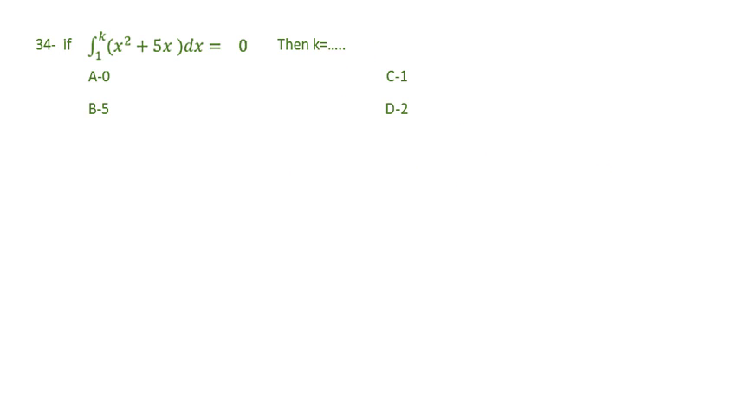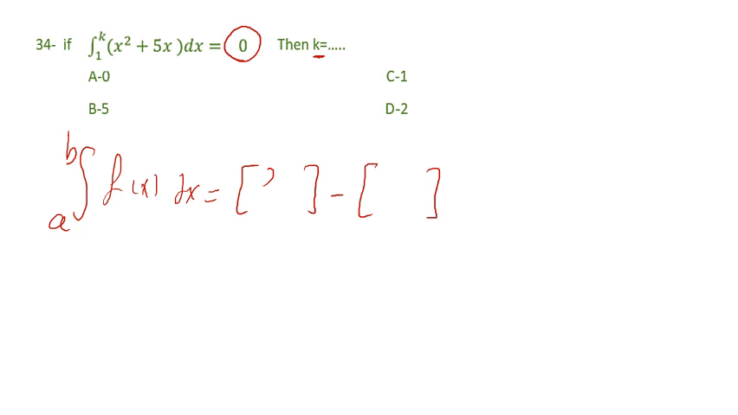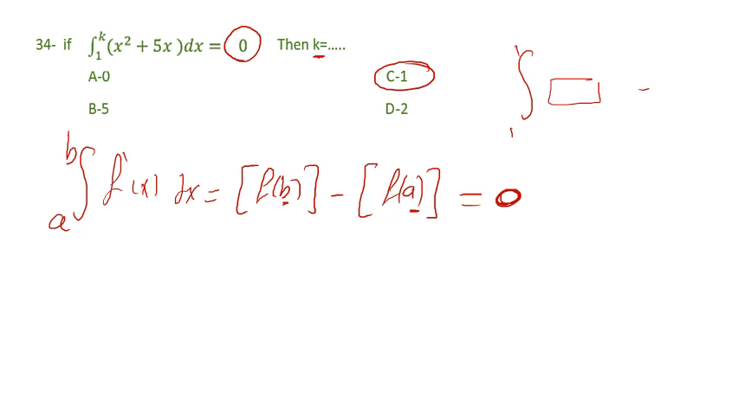If the integral from 1 to k of the function x squared plus 5x dx is equal to 0, then what is the value of k? We know that the integral from a to b of any function with respect to x is equal to the integration substitution at b minus the integration substitution at a. So when a and b are equal, the difference between them will be 0. So if k is equal to 1, the integral from 1 to 1 for any function will be 0.